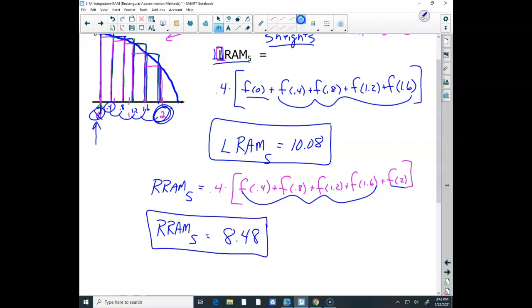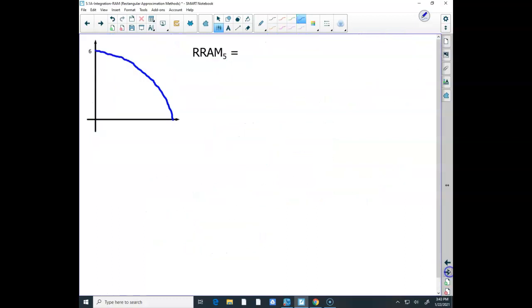What we're going to do now is go back and do the mid RAM. I'm going to do a whole new picture here for my mid RAM. My function's still going to be the same, f of x equals 6 minus x squared. We're still on the interval from 0 to 2, and we still are going to use 5 rectangles. So I'm going to hit pause, redraw, and I will be back.